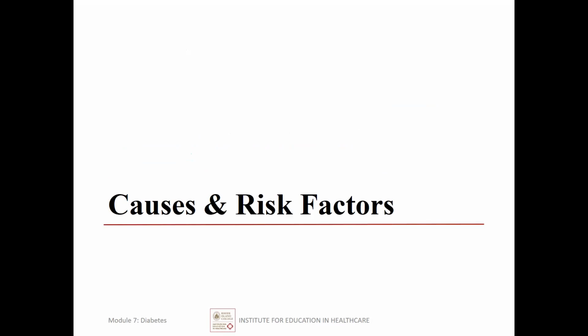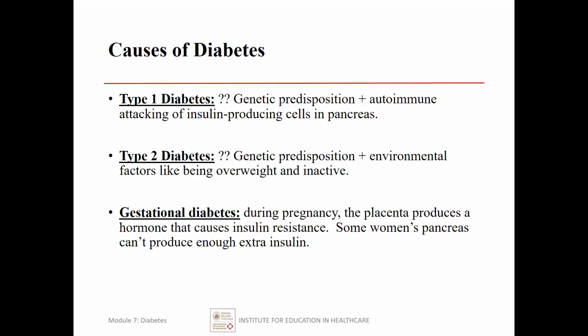So let's talk about the causes of diabetes and risk factors. So what causes diabetes? Well, for type 1 diabetes, we don't entirely know. There is a genetic predisposition. It seems to run in families. And then something happens at some point in childhood where the body has an autoimmune response. And what this means is that the body actually starts attacking its own cells in the pancreas, and the body itself destroys the cells in the pancreas that normally would produce insulin. Why that starts to happen, we really don't understand.